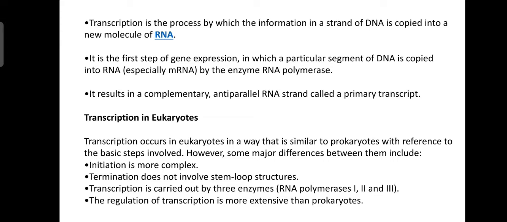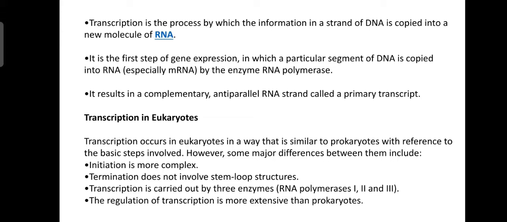So in gene expression, the first step is transcription, in which a particular segment of DNA is copied into RNA, especially mRNA, with the help of an enzyme called RNA polymerase. It will result in a complementary anti-parallel RNA strand, which is called the primary transcript. This is the introduction to the transcription which takes place in eukaryotes.